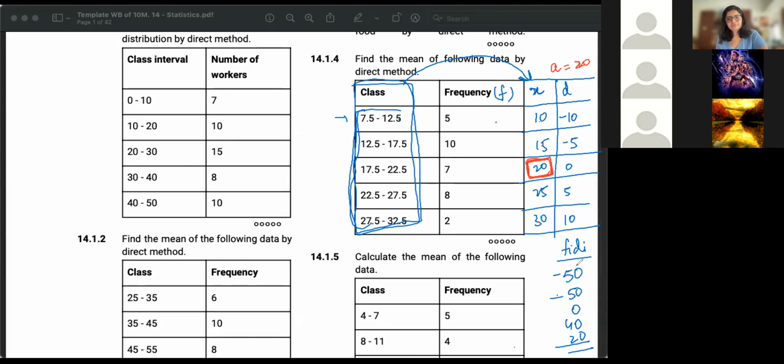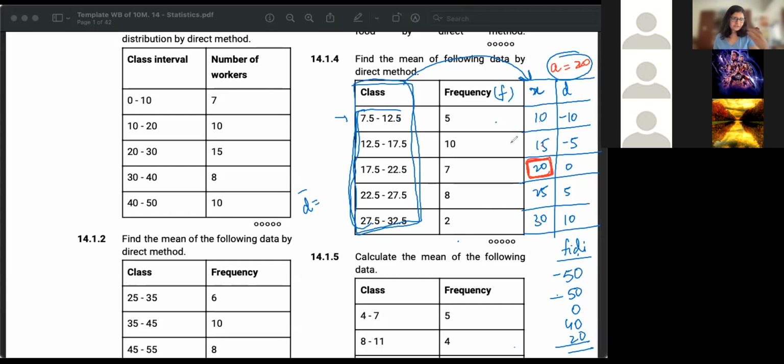So once you find out what is D bar, add FIDI, add your F, divide them. And then whatever value you get, you need to add it to your assumed mean. So if you get a negative value, it means it will be 20 minus something. Positive value, so it will be 20 plus something.